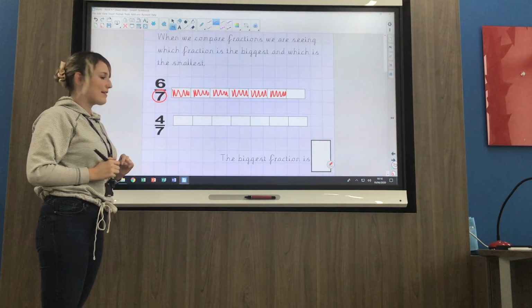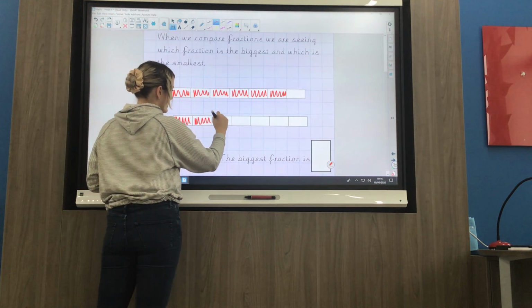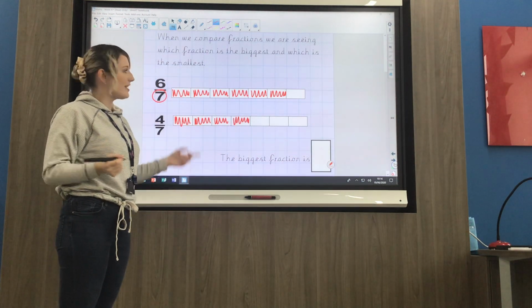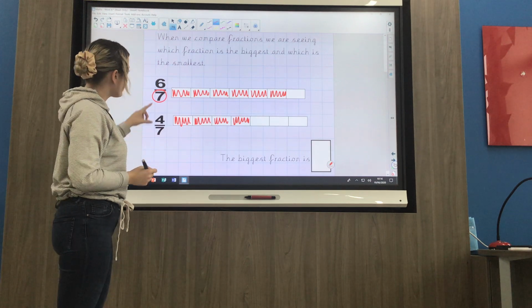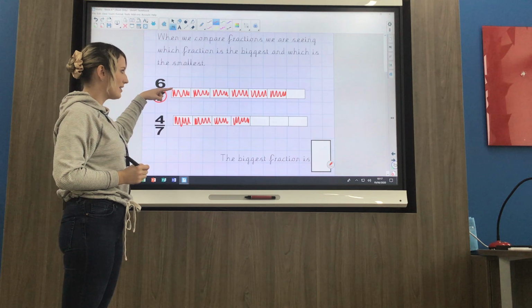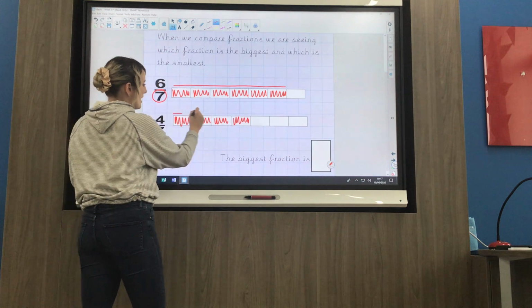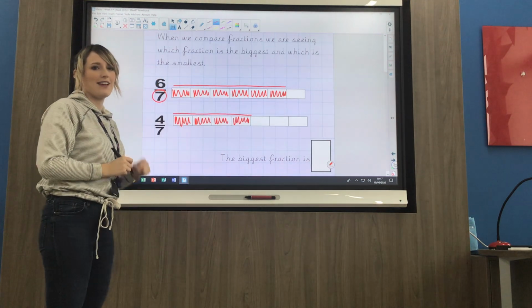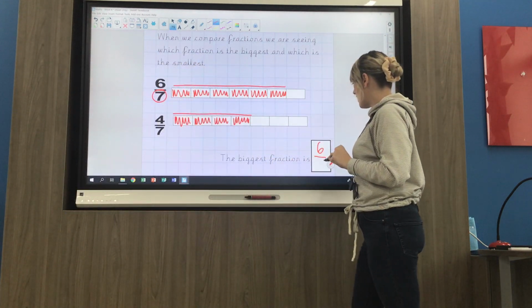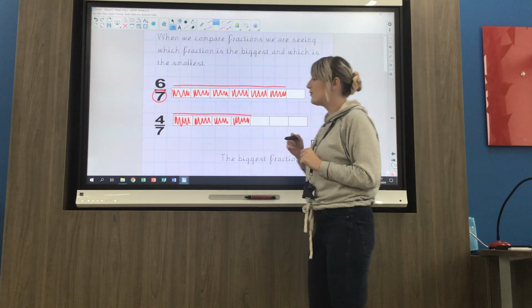This time I want 4/7. Okay, so 1/7, 2/7, 3/7, 4/7. Okay, let's imagine that this is a chocolate bar. So I'm really hungry and I love chocolate. Would I prefer to have this piece all the way to there, or would I prefer to have that piece? It's obvious, I'd prefer the top one. I'd prefer to have 6/7 than I would 4/7 because 6/7 is greater than 4/7.